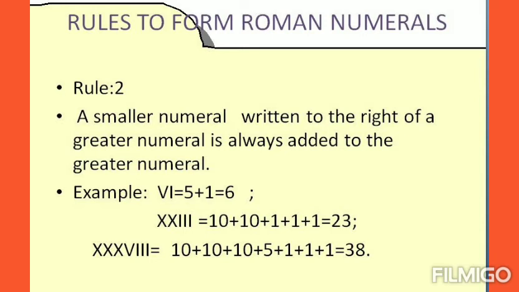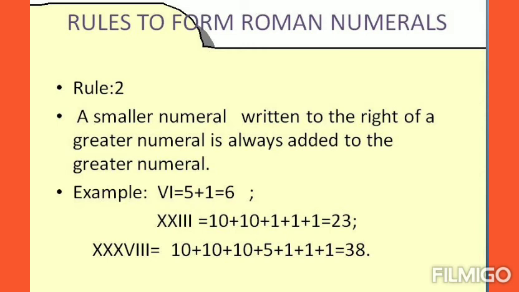Here is another example. X X I I I. Here X repeated 2 times, so 20 is the value. I repeated 3 times, so 3 is the value. Here also a smaller numeral followed by a greater numeral. So we have to add the values. So 20 plus 3 is 23. In the next example also, X repeated 3 times, so its value 30, and V means 5. Next, I repeated 3 times. So here also we have to add as we are having the numbers from greater to smallest. So if we add, we will get 38.